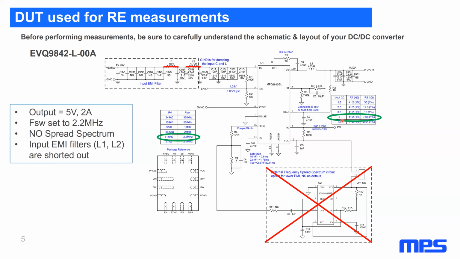I made sure it was configured for 5 volts on the output, made sure the frequency was set to 2.2 megahertz. And I also wanted to run this test without any spread spectrum to see how well it would perform. So this board actually has an optional spread spectrum circuit footprint on it, which can be populated, but I made sure that that was removed so that it had no impact on my testing.